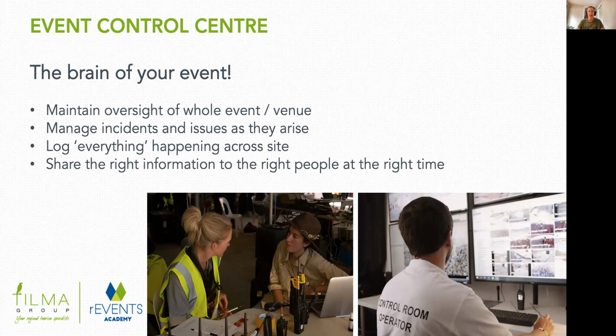This can be something as elaborate as a big room full of computer screens looking at all different aspects of your site, two-way radios, cameras everywhere, which you often see at major music festivals or sporting events. Or it can simply be one person sitting in one central location where they stay with a two-way radio and a laptop, and they're able to see and know where people are and what's happening from a safety and emergency management perspective at all times. So this is the brain of your event.